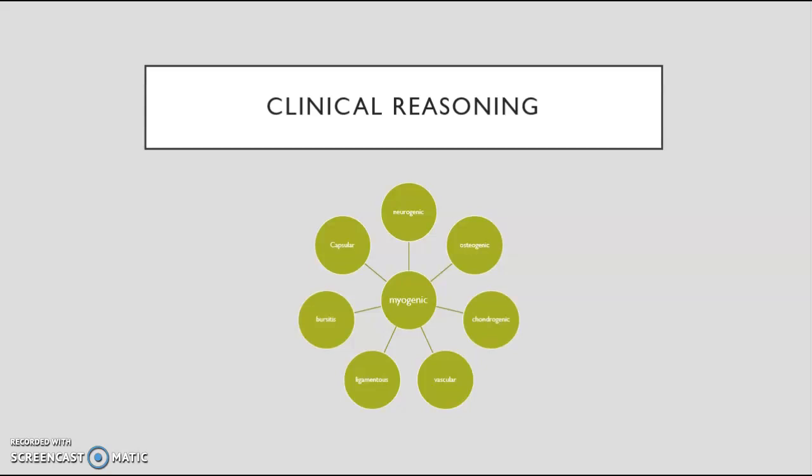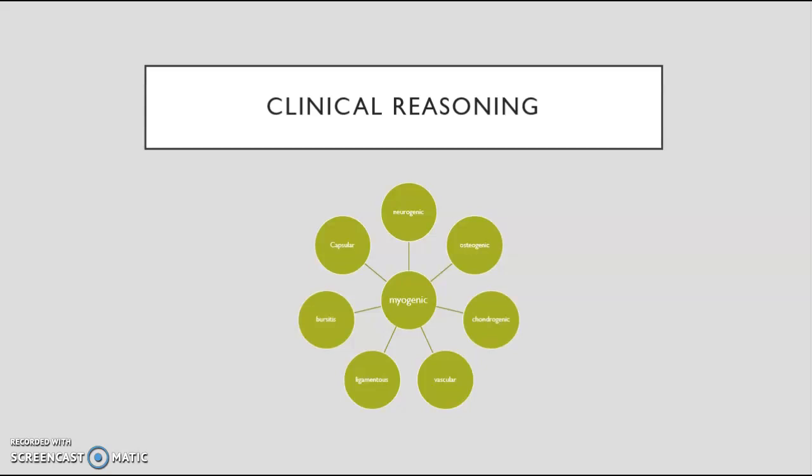So thinking about clinical reasoning, there's only so many things that can be going on. So is it neurogenic? Is it nerve? Can you come up with any questions that would rule in or rule out there being a nerve problem? Osteogenic, so is it bony? Can you come up with any questions that would rule in or out bony problems? Chondrogenic, is it the joint itself? Is there anything that you can do to rule in chondrogenic problems? And is there any questions that you can come up with that would rule that in or rule that out?